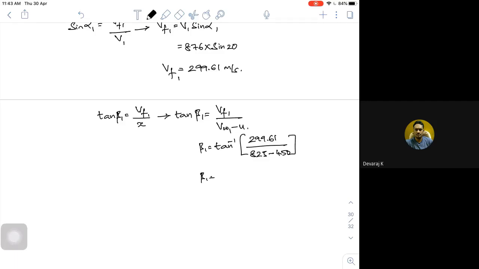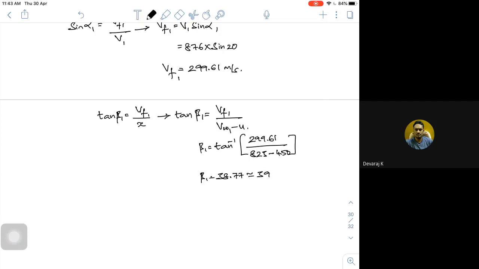You can find the corresponding beta 1. So tan inverse of 299.61 divided by 823 minus 450. So I'm getting around 38.77. 38.77, round it off to 39 degrees.